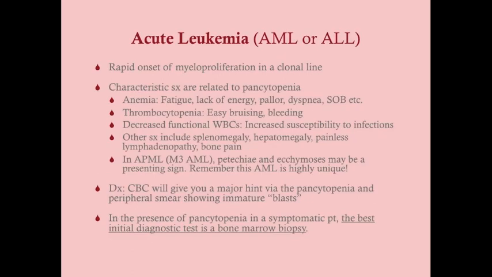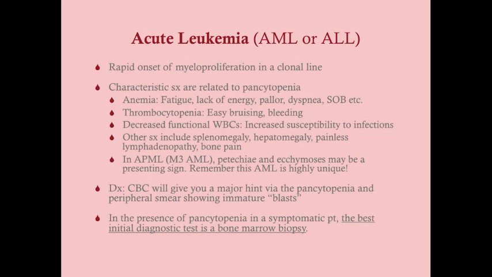Okay, so acute leukemias, both AML and ALL, is a rapid onset of myeloproliferation in a clonal line, as mentioned. And the characteristic symptoms are related to the pancytopenia. So anemia, thrombocytopenia, and the decreased functional white blood cells, which could read on your CBC. It could be a high white blood cell count, could be a normal white blood cell count, could be a low white blood cell count.